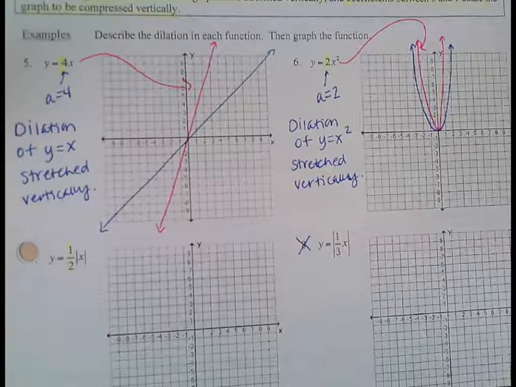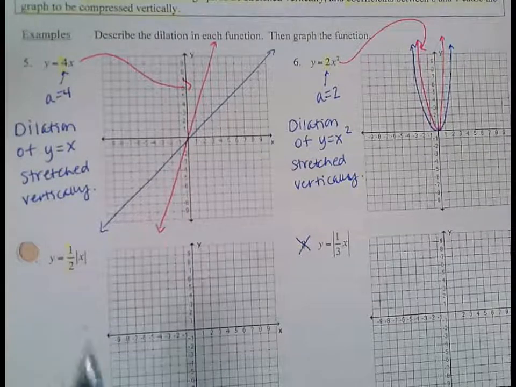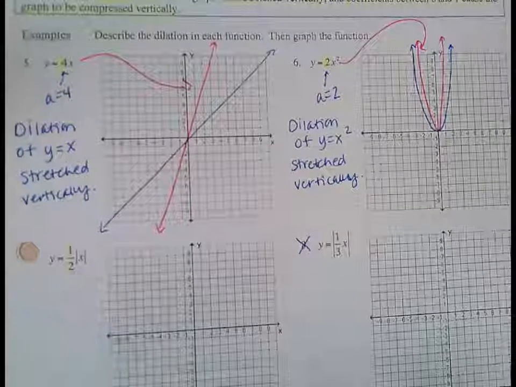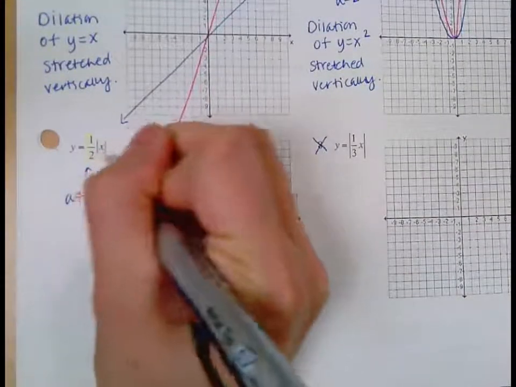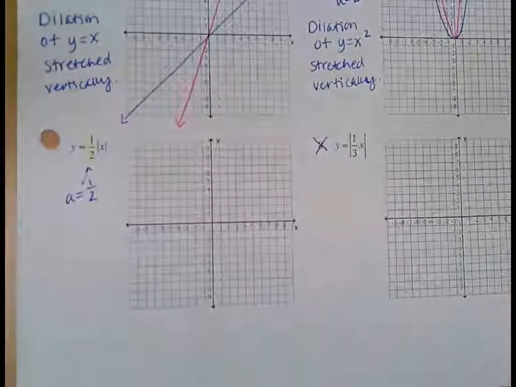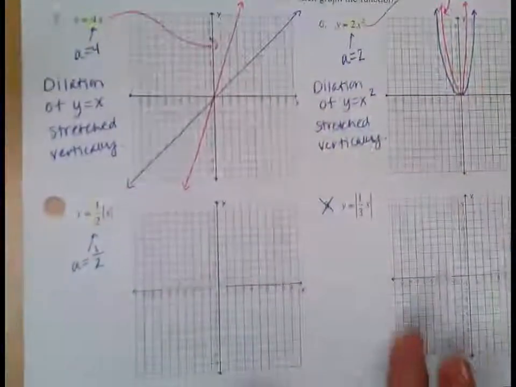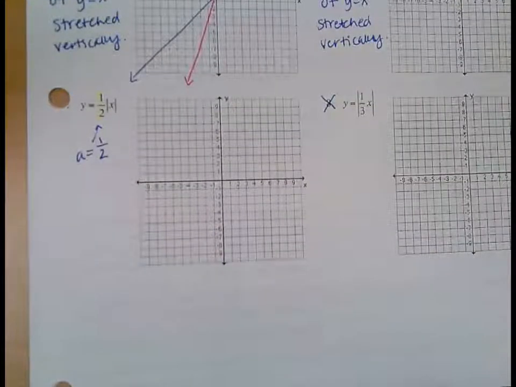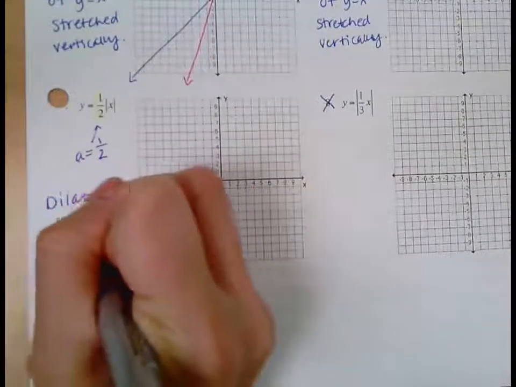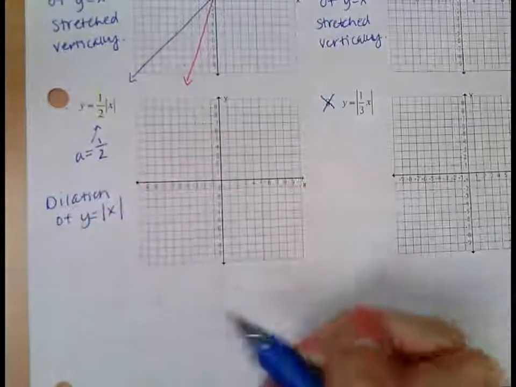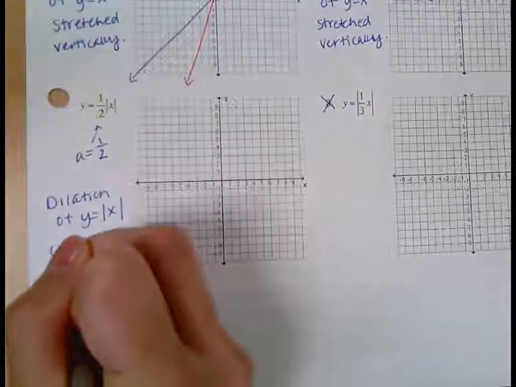So the last one, because I know Wednesdays are short here, the y equals 1/2 absolute value of x. Just this one because that value is not greater than 1. Here the a value, because again it's outside of the absolute value, is 1/2. That is a value that's between 0 and 1. It's not bigger than 1, so it's a vertical compression. So this is a dilation of y equals the absolute value of x. And now this is compressed vertically.